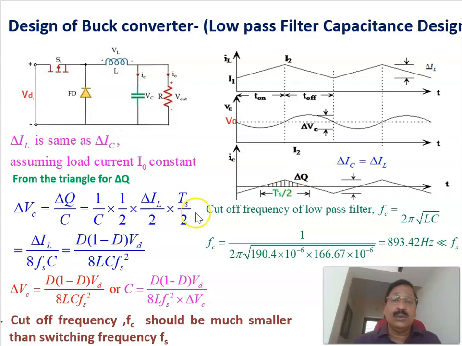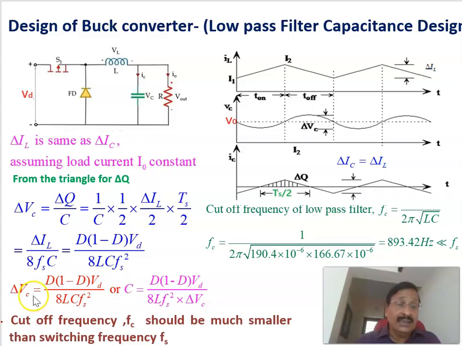Delta VC is then reduced to delta IL divided by 8 into Fs into C. Substituting for delta IL, which is already calculated in the previous slide, we get D into 1 minus D into Vd divided by 8 L C into Fs square. Therefore, this is the equation for the change in capacitor voltage, delta Vc.